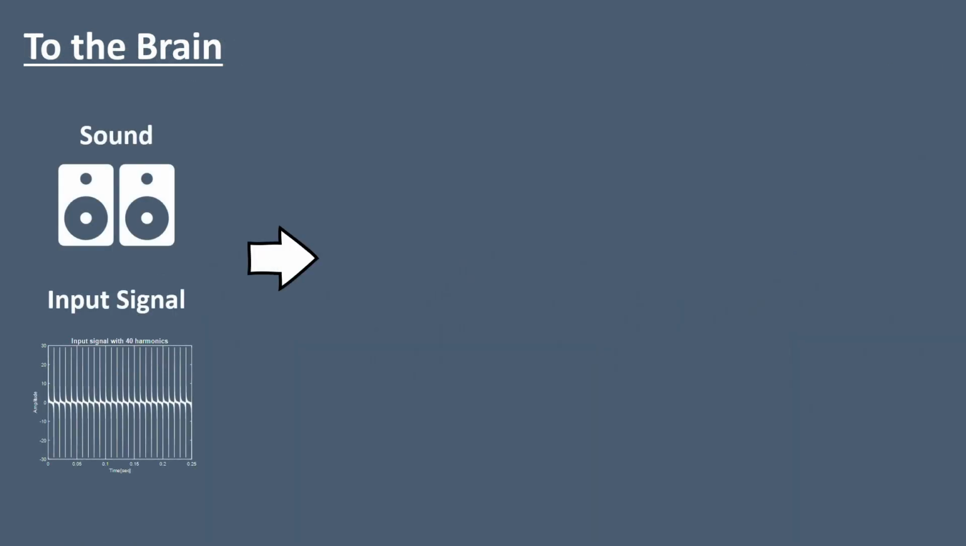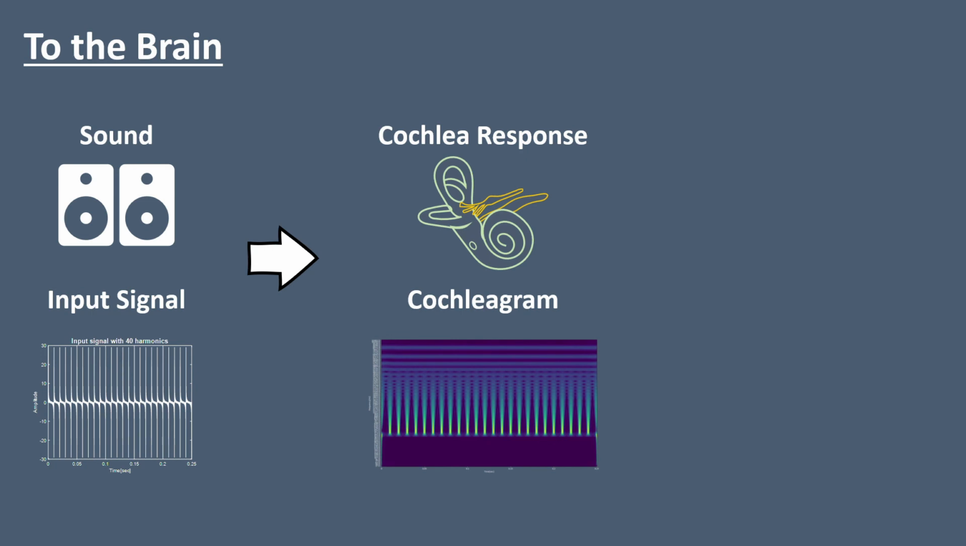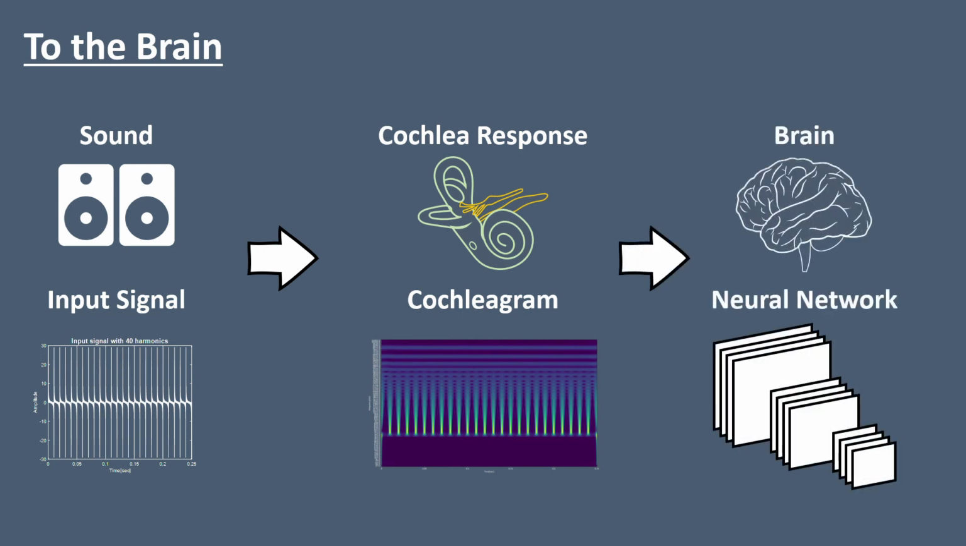Lastly, the response of the cochlea, or the outcome of the cochlea model, is transmitted to the brain or neural network. Of course, the model of the brain, which is the neural network, is another story to understand, but for this video, I hope you all have a first step to understand what the cochlea model is and how it works.